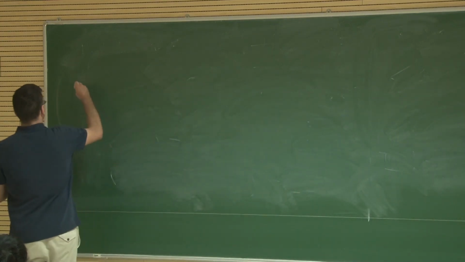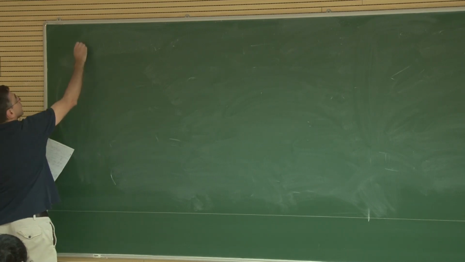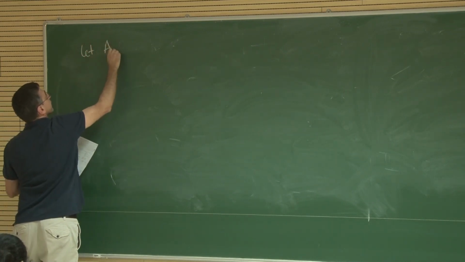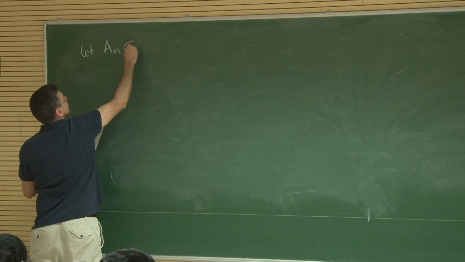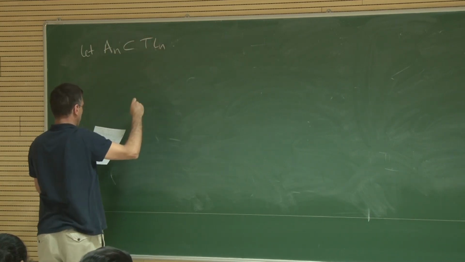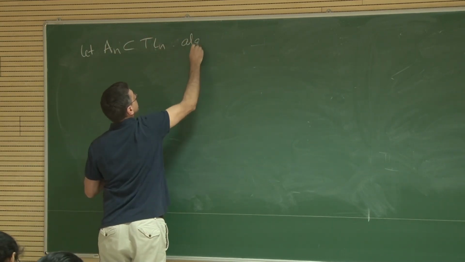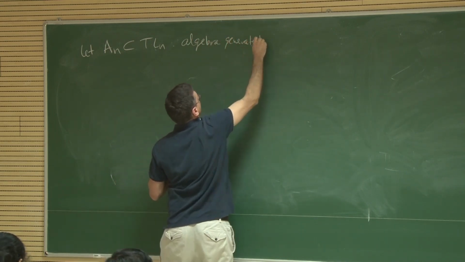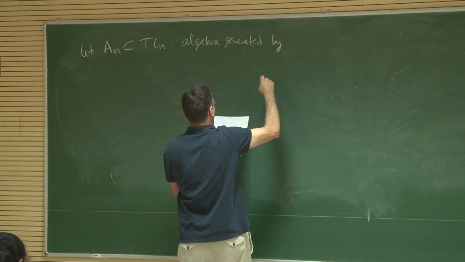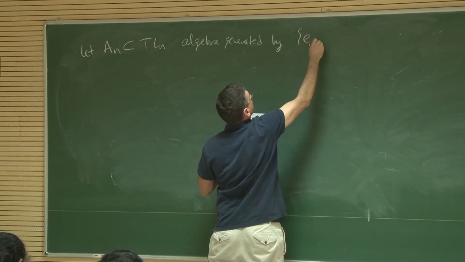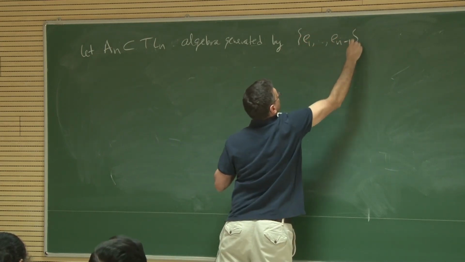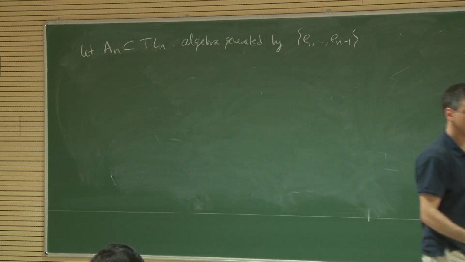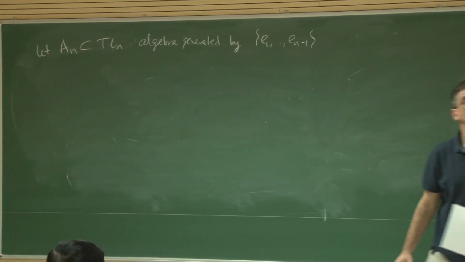Okay. So now let AN sit inside TLN. And this is the algebra generated by E1 up to En minus 1. We've omitted 1. So everybody except 1. All right?